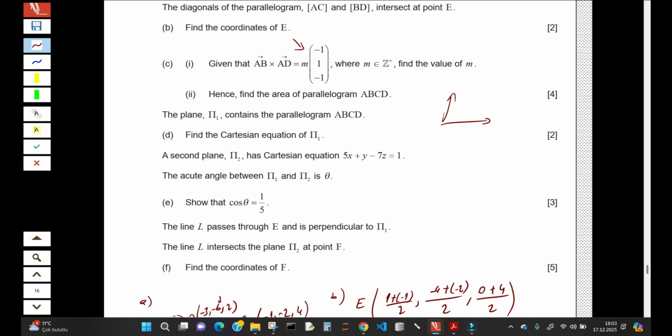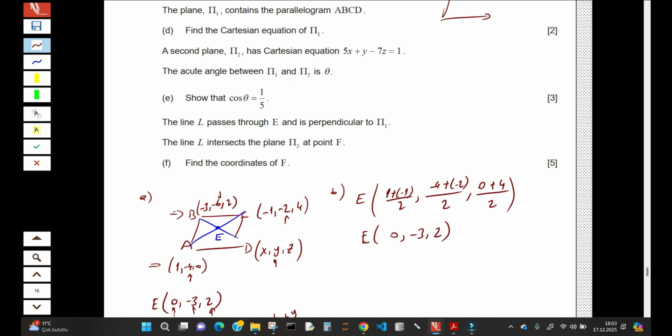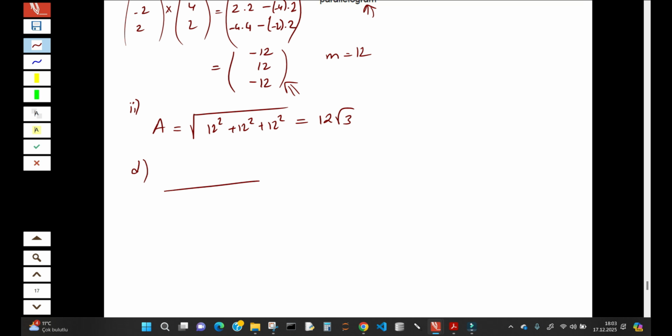Yeah. The plane pi1 contains the parallelogram ABCD. Find the Cartesian equation of pi1. Let's say there is a plane in here. We call it pi1. Pi1, right? Yeah.